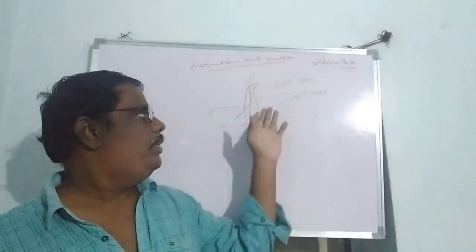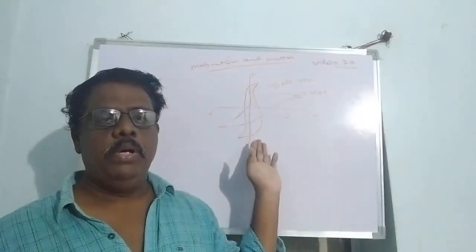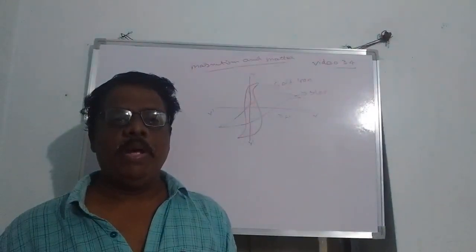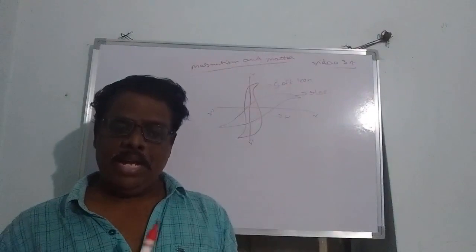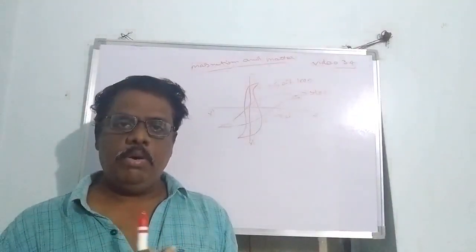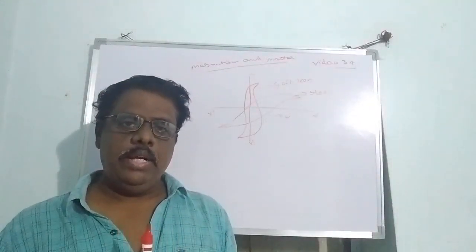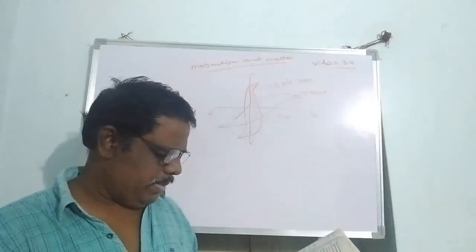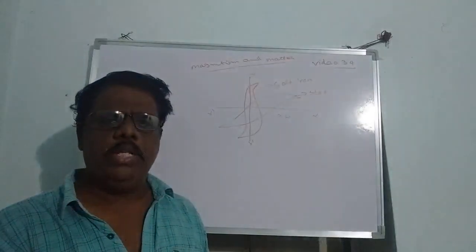So what are the uses of this loop? We can choose the correct material for a specific purpose, mainly for transformer core, dynamo core, chokes and electromagnet core. So these are the uses: permanent magnets and electromagnet core.